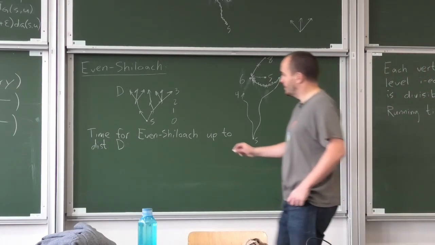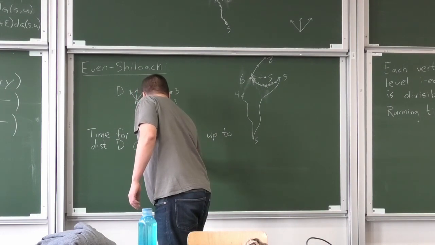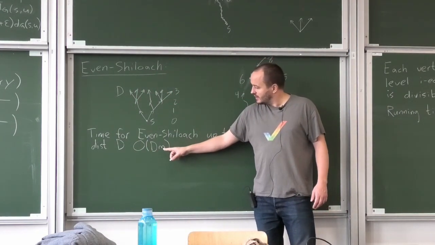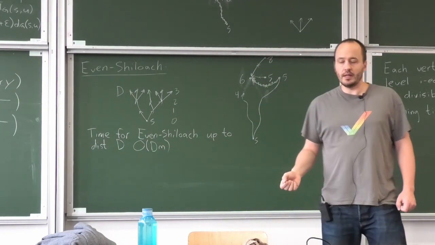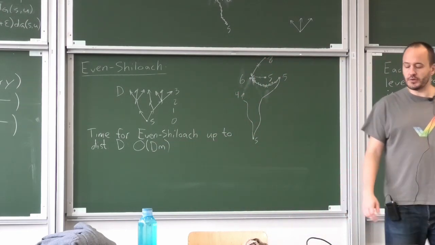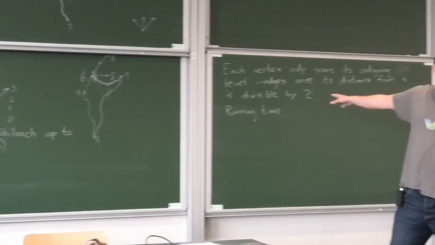Yeah, O of D times M. It's the same argument, right? For every level, a vertex pays its degree, and now there are only D levels to consider. So we can also do this for this modified eventual log.